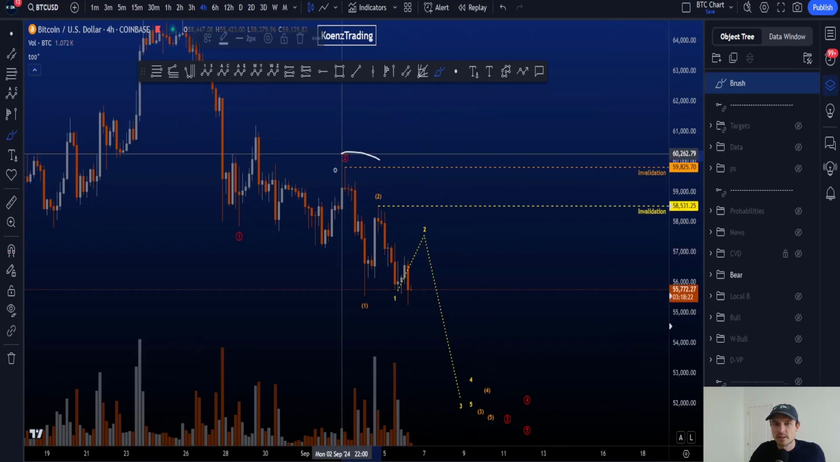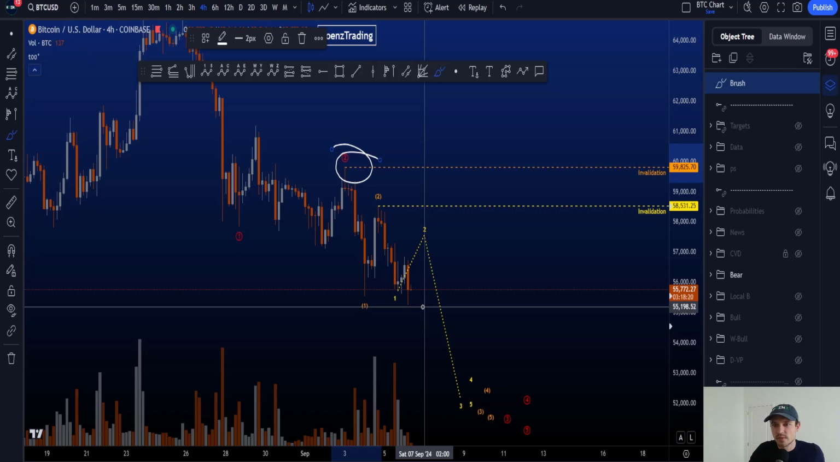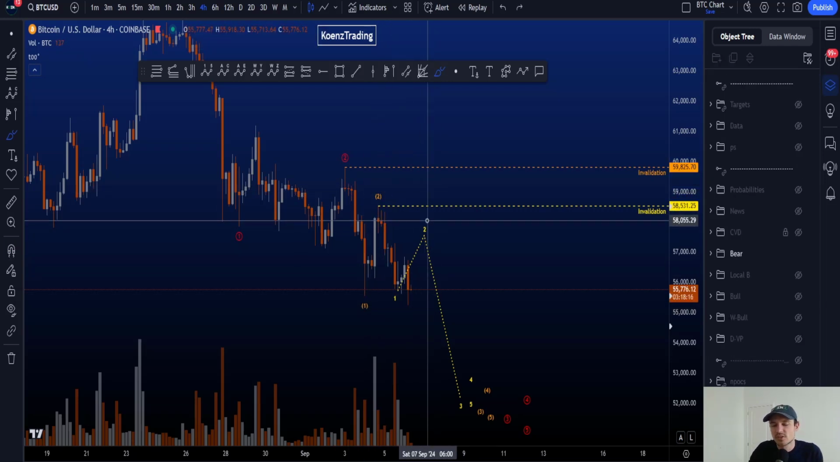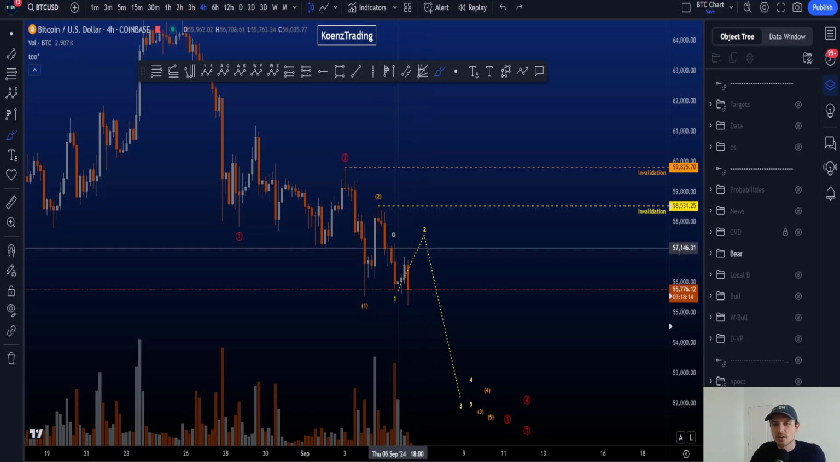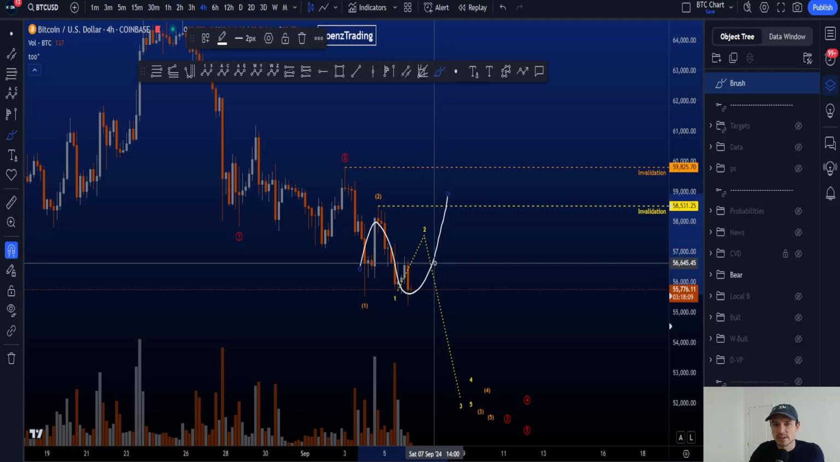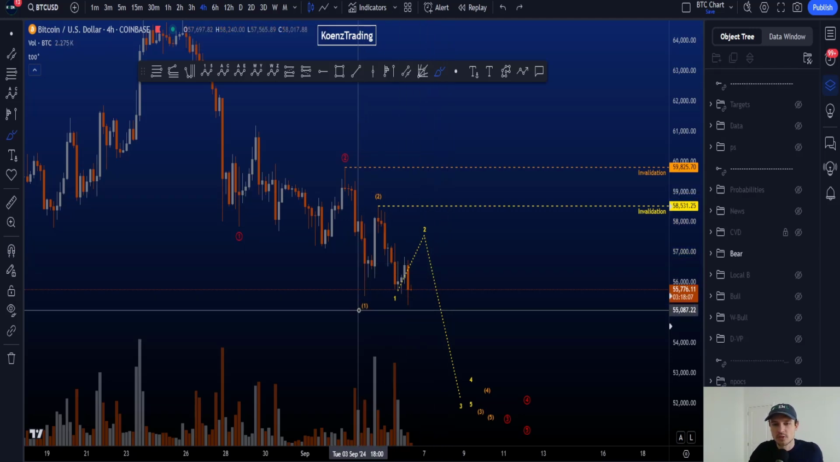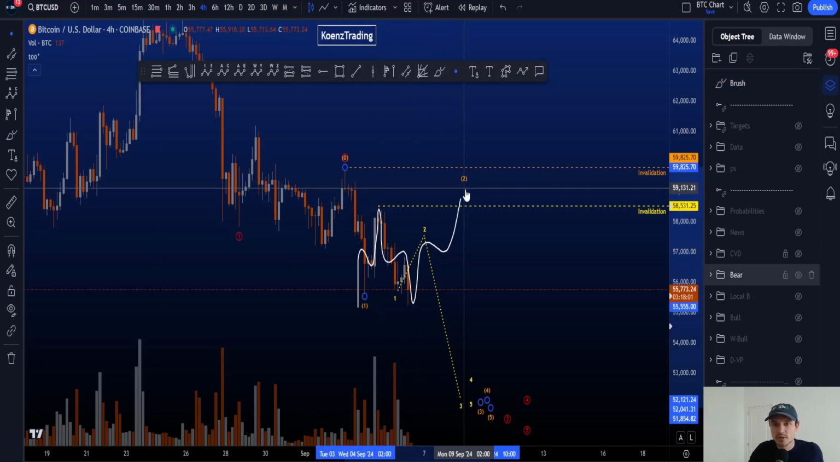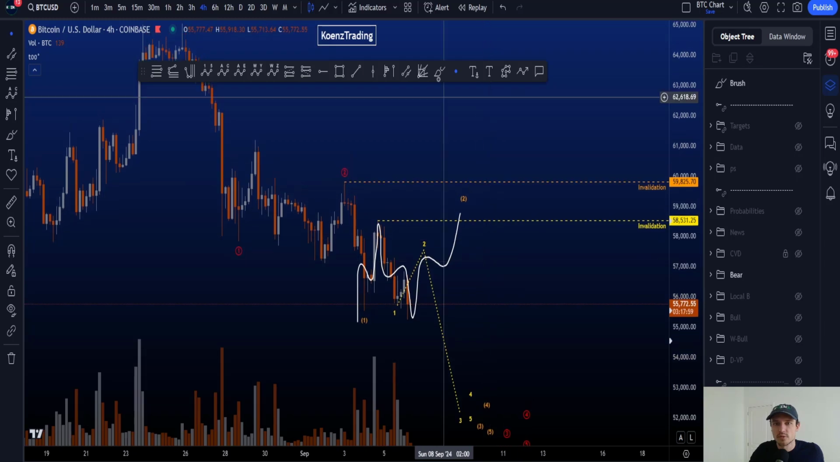Now, a soft invalidation for this scenario is price taking out 58.5k. Hard invalidation is price taking out the high at 59.8k. The reason this is a soft invalidation, which doesn't completely invalidate this scenario, is because this orange wave 2 can still be much longer in time. Even in the orange wave 2, there is always the possibility this by itself turns out to be a bigger corrective structure, and then we just move this orange wave 2 to the right.